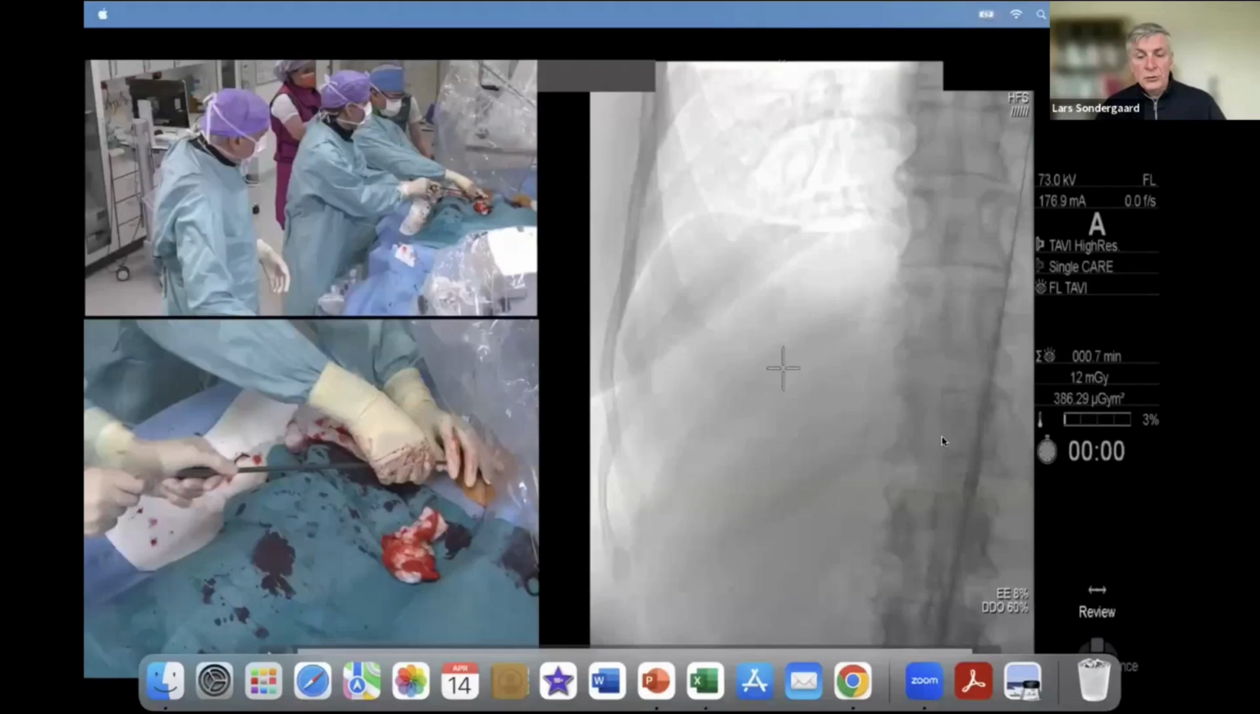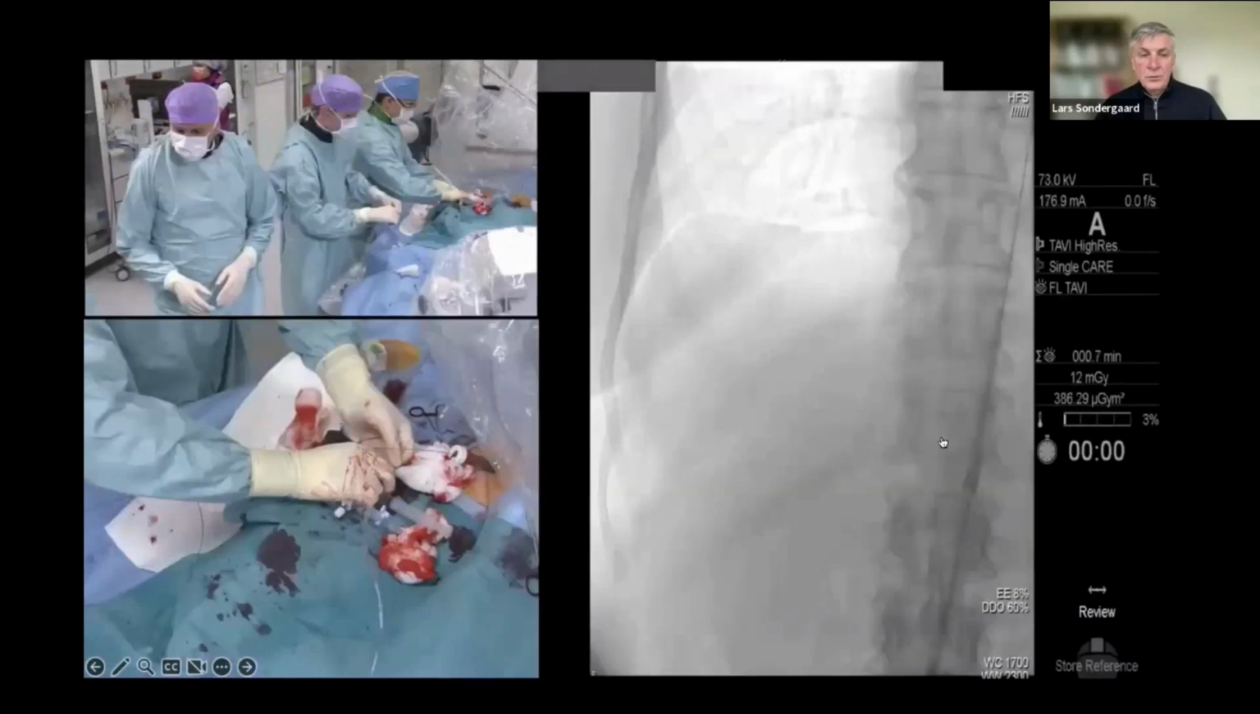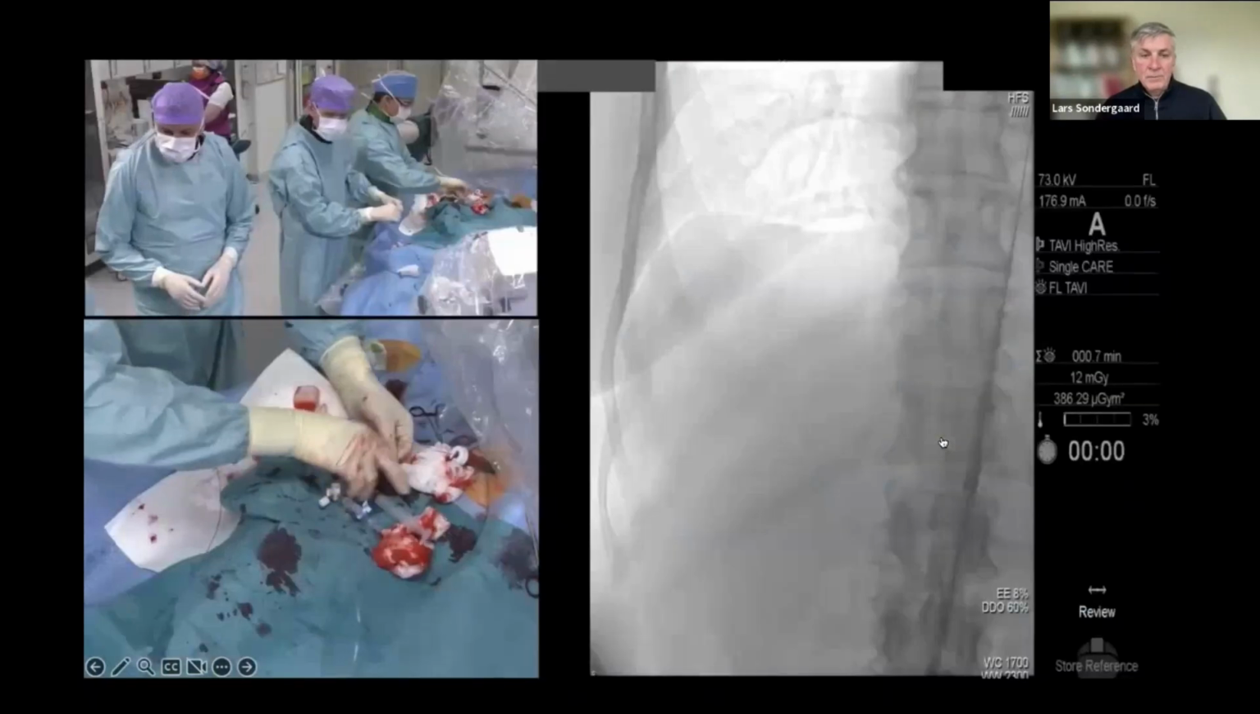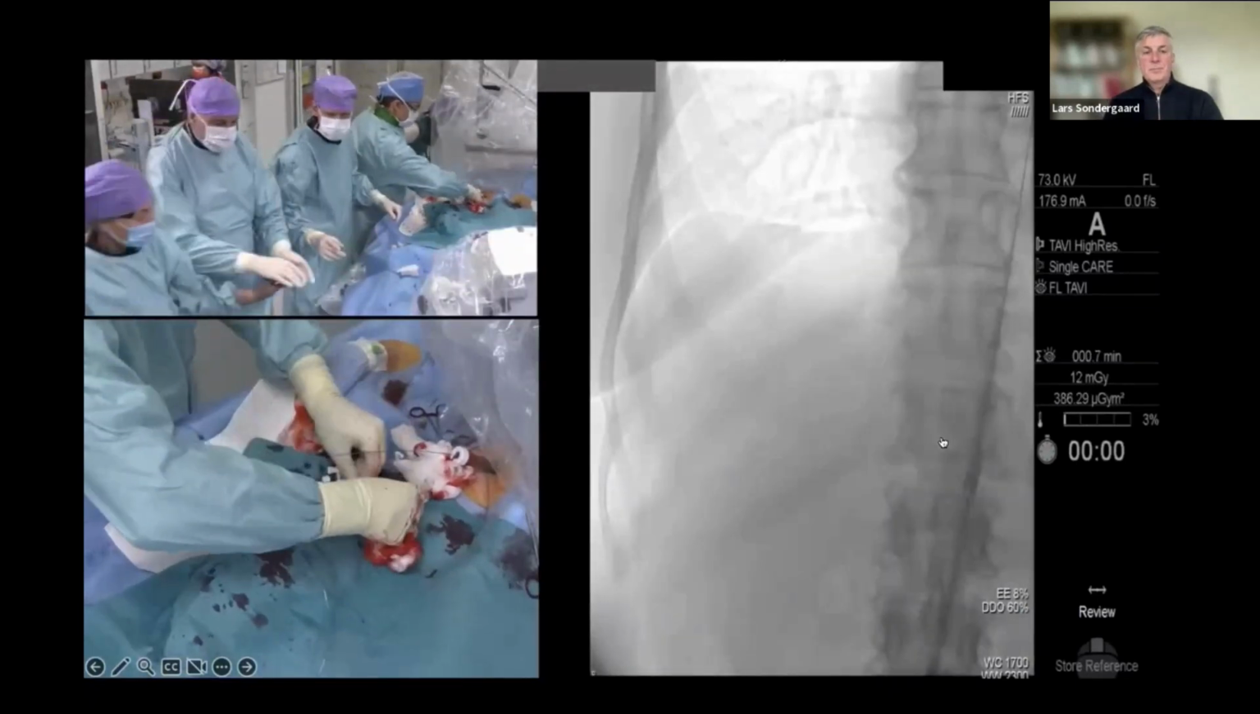But as Magnus said, it's a very easy way to implant, and it's really safe. I'm just going to demonstrate how it was done, and we're going to see. We're going to use the Sentinel device.